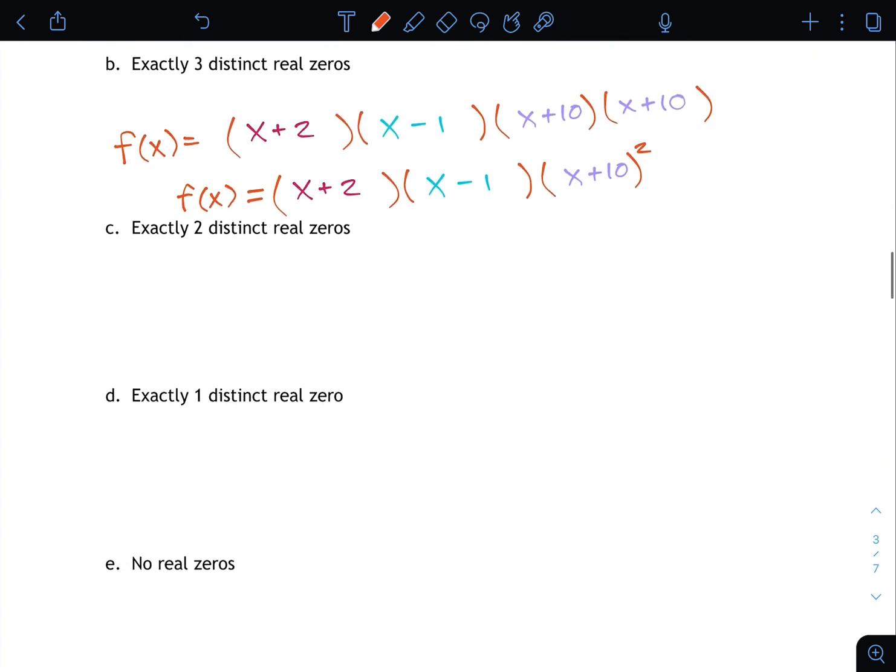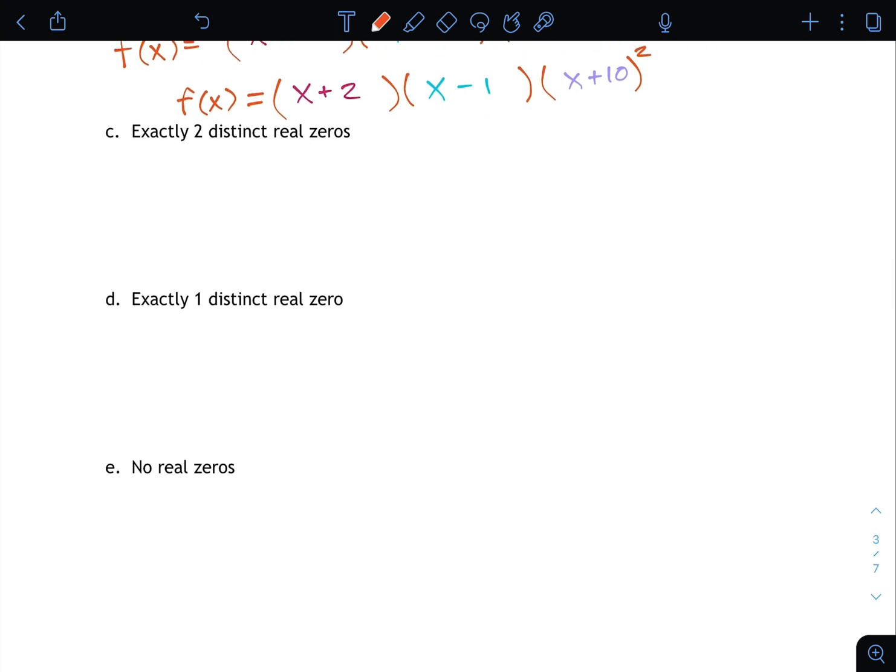Let's go ahead and look at C. Take a moment, see if you can come up with one that has exactly 2 distinct real zeros. And then go ahead and try D as well. Try to come up with a 4th degree polynomial with only 1 distinct 0. And then you can try to come up with one that has no real zeros.